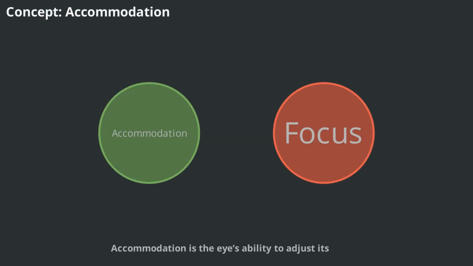Accommodation is the eye's ability to adjust its lens to focus on objects at different distances. The ciliary muscles change the shape of the lens, allowing us to see both near and far objects clearly. This process is automatic and essential for everyday activities like reading and driving.